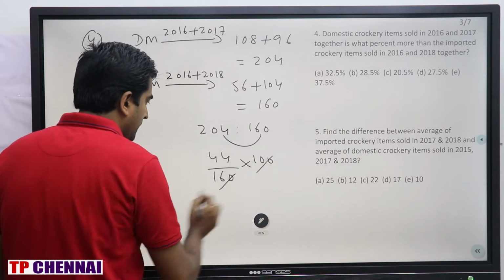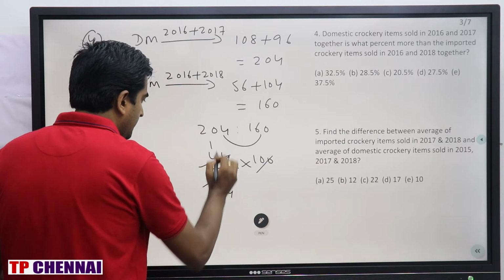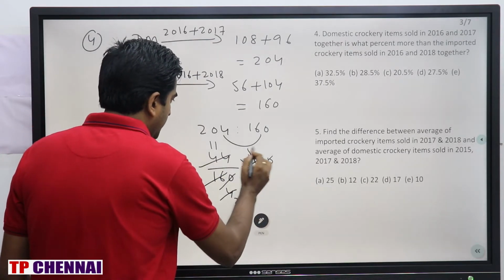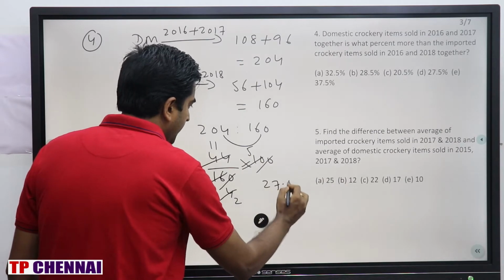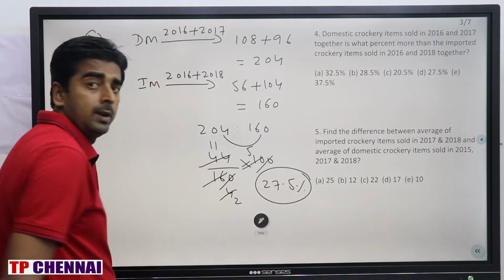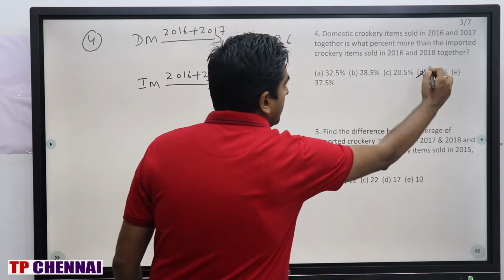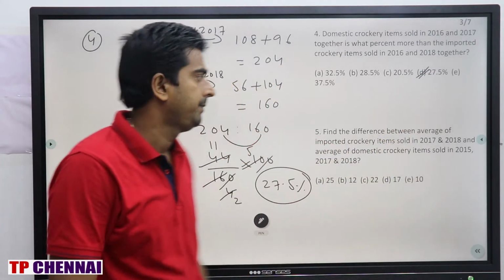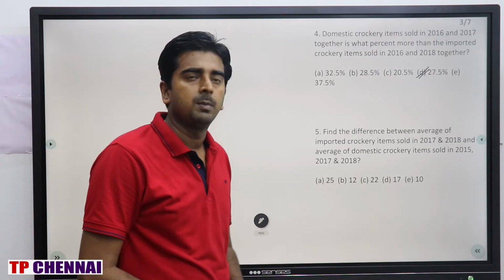0 0 gone, 4 4s are, 4 11s are, right? 2 2s are, 2 5s are, 55 by 2. What is the answer? 27.5. Fourth option is the correct answer. Clear? So now we see question number 5.